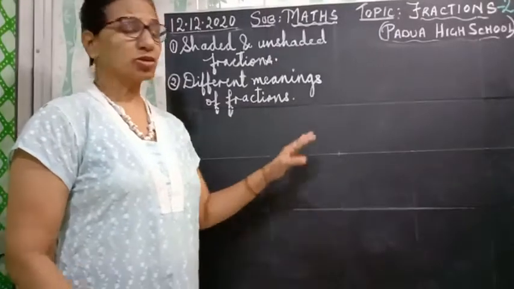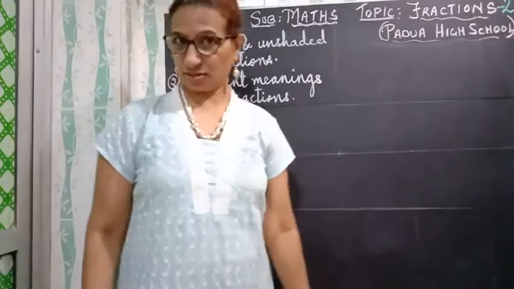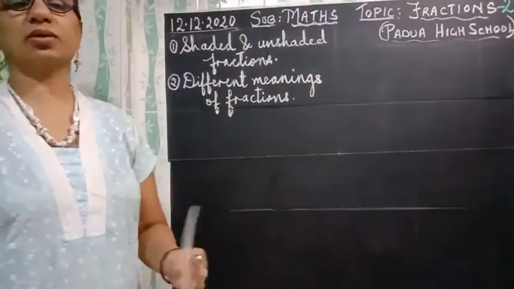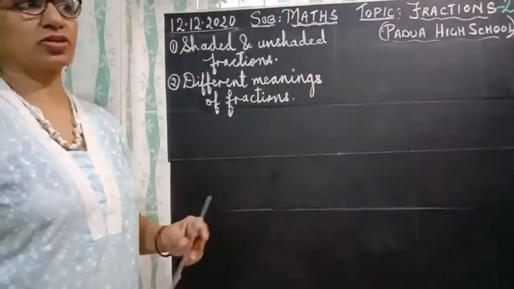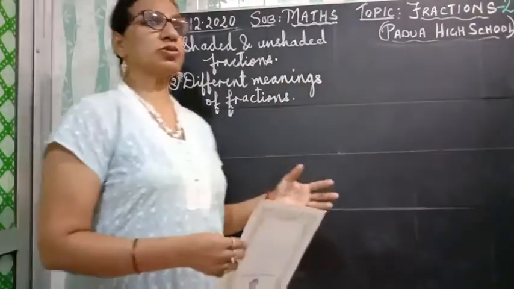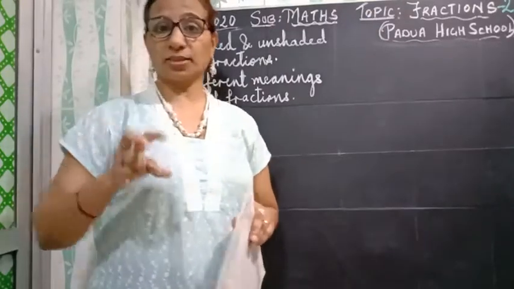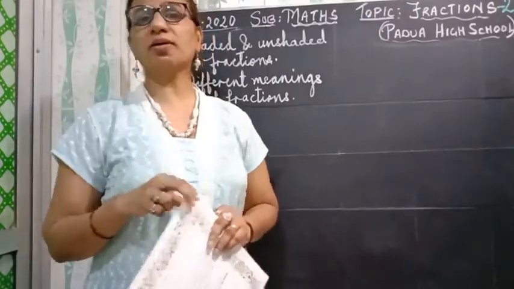Hello children. So today let us get on with the second part of our topic on fractions. Yesterday you learned what a fraction is. A fraction is a part of a whole. Like a fruit or whatever, when you divide it into equal parts, each part is a fraction.